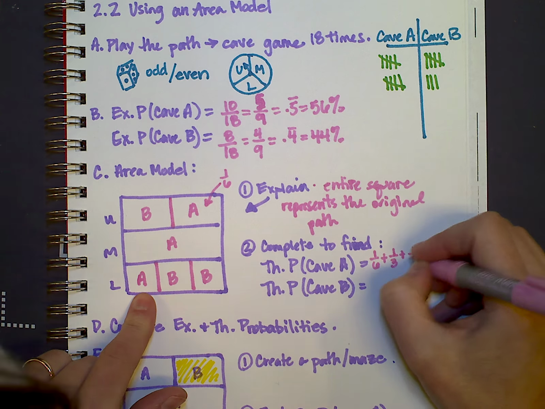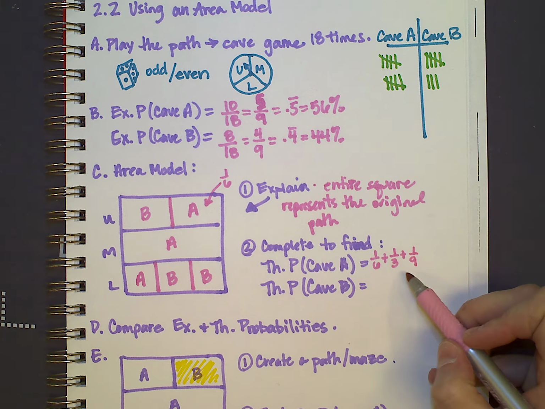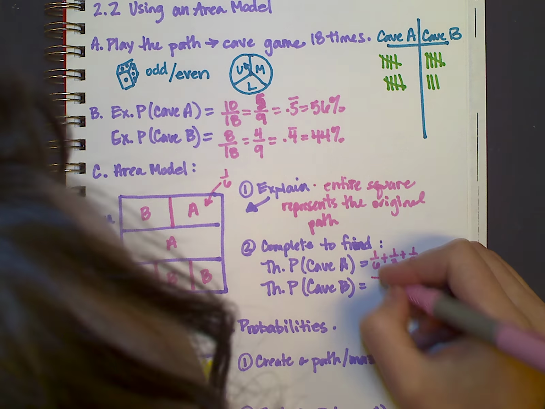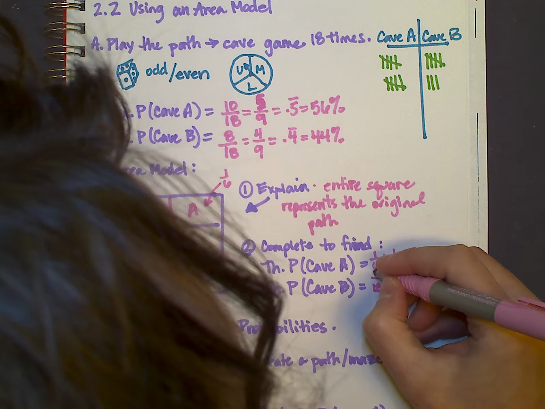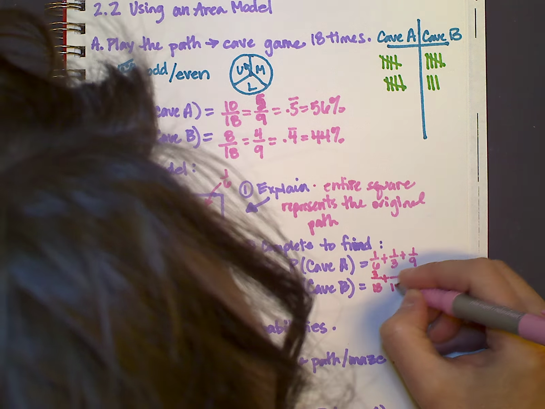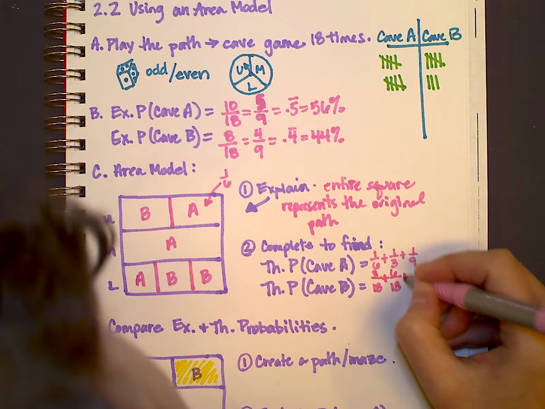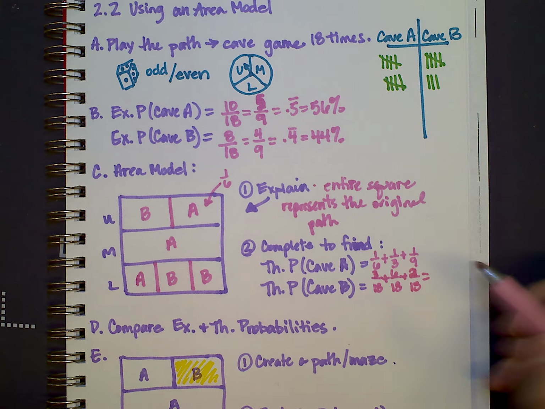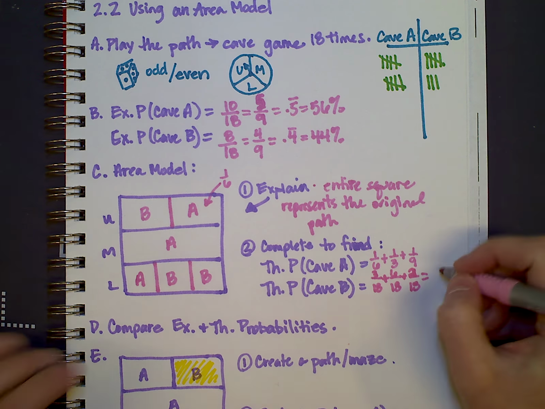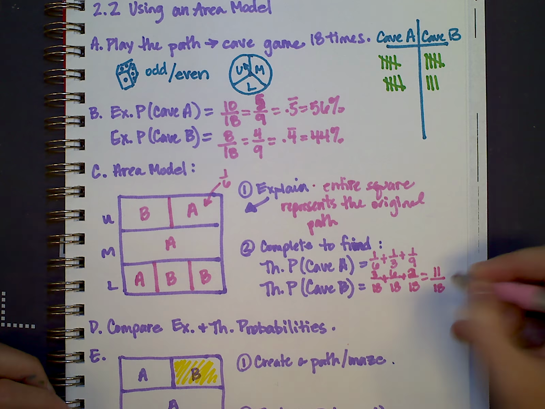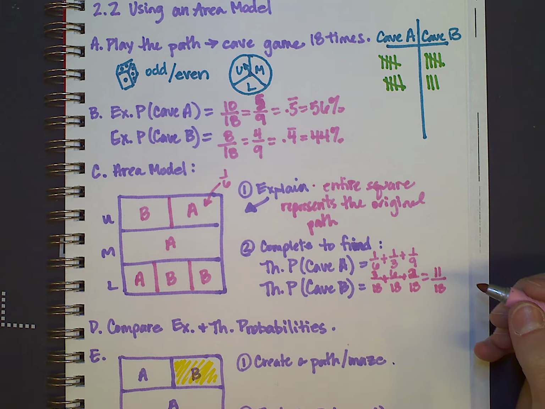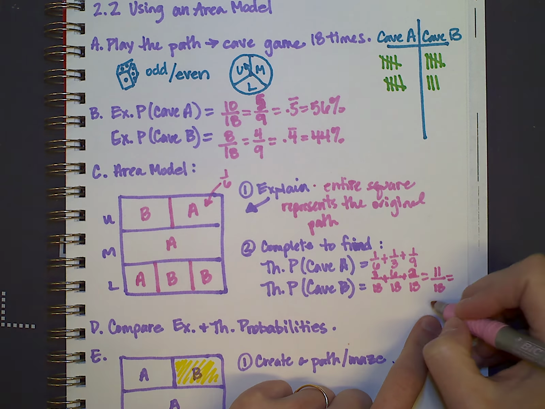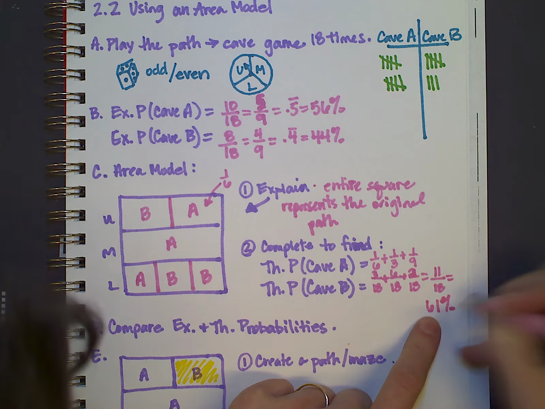That's 1/9. And anytime we add fractions, as you know, we have to turn their denominators into like denominators. So I'm going to use 18 as my denominator. 1/6 is the same as 3/18. 1/3 is the same as 6/18. And 1/9 is the same as 2/18. Now I can add it all up and I get 6 plus 3 plus 2, which is 11/18. So the probability of ending up in cave A is 11/18, which is the same as about 61%.